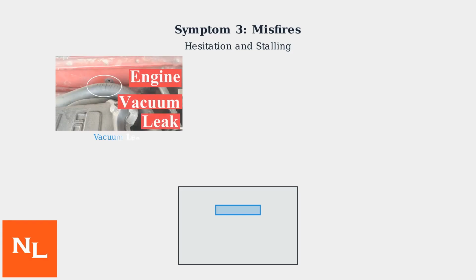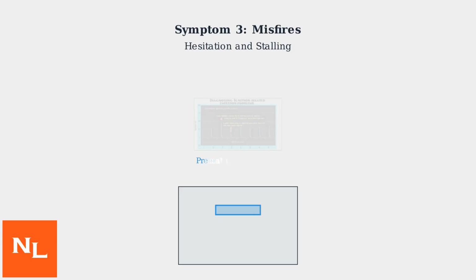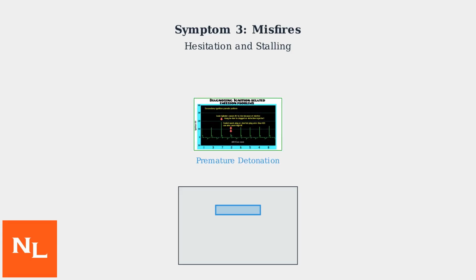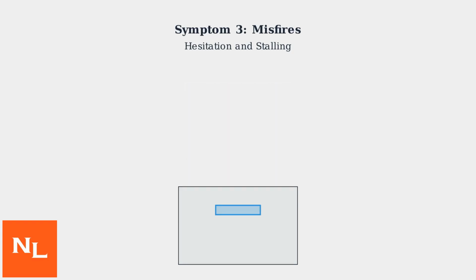Symptom 3: misfires, hesitation and stalling. Vacuum leaks from a failing intake manifold gasket create uneven air-fuel mixtures in the engine cylinders. This disruption causes cylinders to misfire, resulting in engine hesitation during acceleration and rough running at idle. In severe cases, the engine may stall completely. Ignition timing becomes affected, leading to premature detonation as the spark occurs too early. Diagnostic tools like oscilloscopes confirm misfires by analyzing spark plug waveforms, revealing irregularities in the ignition pattern. These tools display the electrical signals, helping mechanics identify which cylinders are misfiring and why.